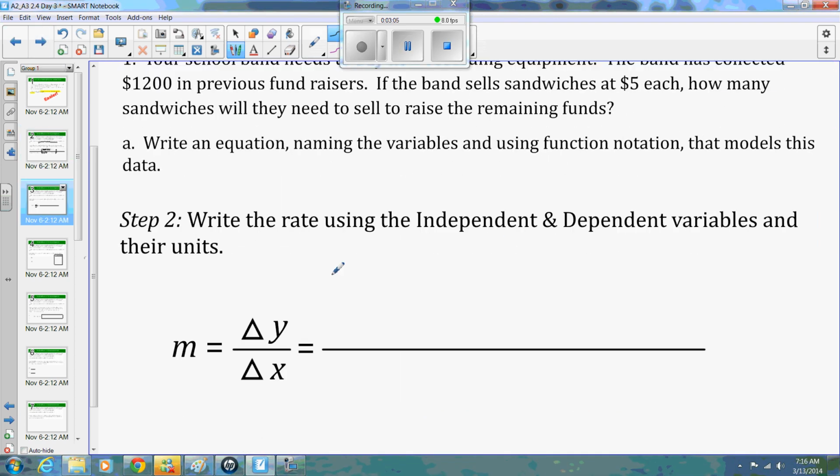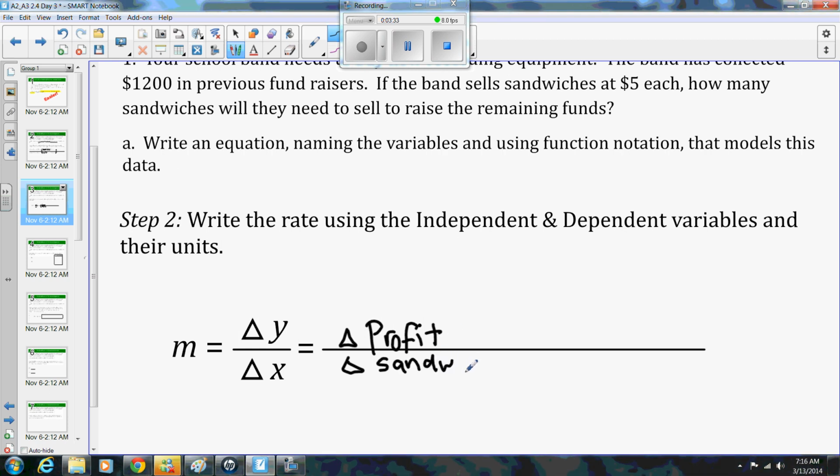Okay, so we'll do the same thing we did before. I'm going to scoot through this because you should know how to do this. You're writing the independent and dependent variable using their units. So here we go. We identified the dependent variable being profit. So that's the change in profit over the change in sandwiches, meaning the more sandwiches I sell, the more profit I make. That's how we're interpreting it as a rate of change.